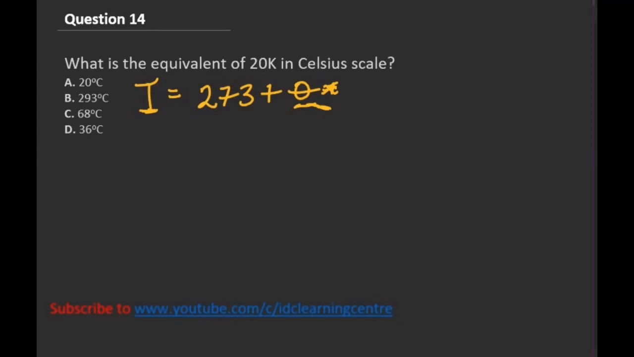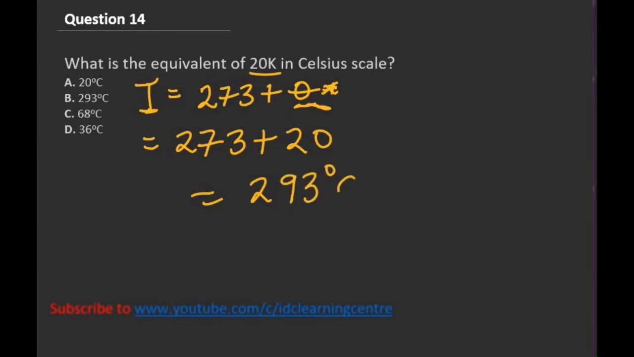Therefore, the equivalent of 20 K will be 273 plus temperature in Celsius, which is 20. My answer will be 293 degrees Celsius, which is B.